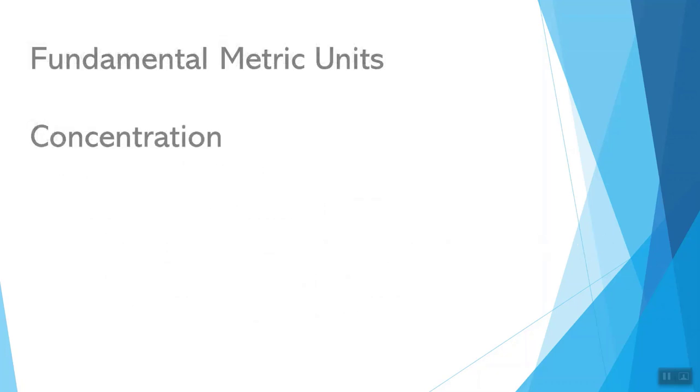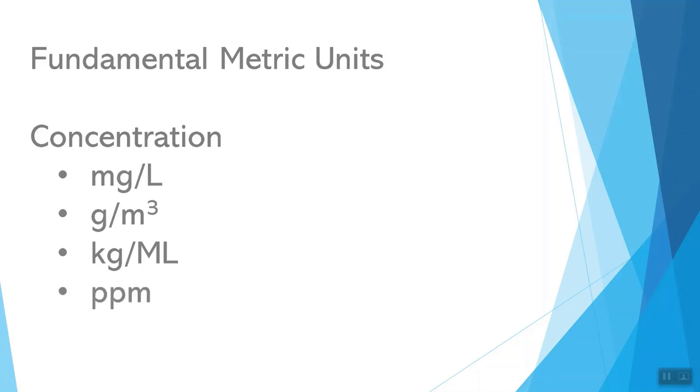Concentration can also be used in the water industry, especially, for example, in dosing chemicals. For example, like a dosage of 4 milligrams per liter of chlorine when you're doing disinfection. So chlorine concentration, or any concentration, could be in milligrams per liter or grams per cubic meter. Very common one. They don't measure out milligrams in big water plants. They typically measure out in kilograms per megaliter, or really small quantities could be in parts per million.